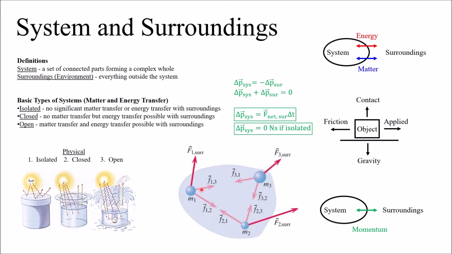Also, if we look at these little particles in our system, we could potentially have some internal forces happening in our system, but all of that is basically going to cancel out. So the change in momentum of our system is really only dependent on any net forces from the surroundings times the change in time. If we have an isolated system, remember, an isolated system has no significant interactions with the surroundings, then we're going to have 0 Newton seconds of change of momentum. There is not going to be any change of momentum of our system if we have an isolated system.